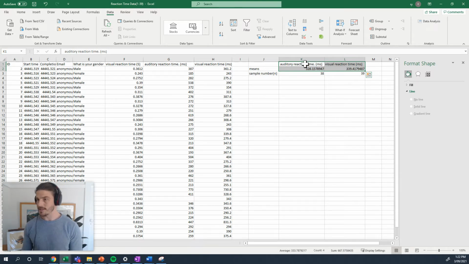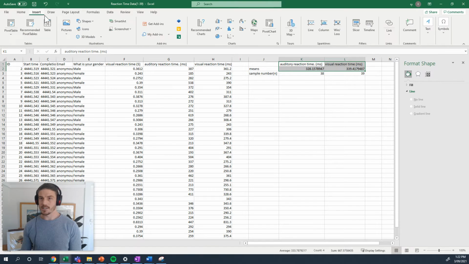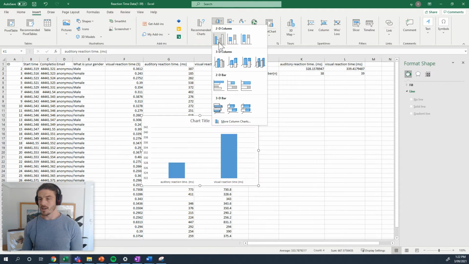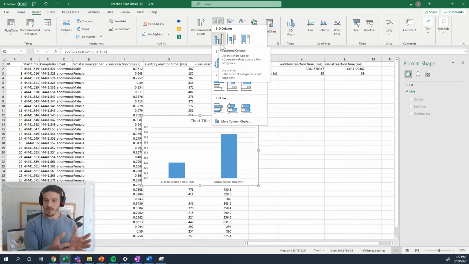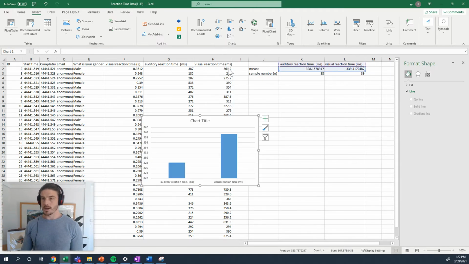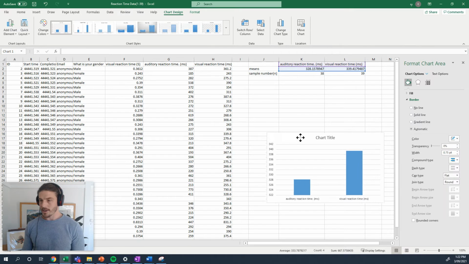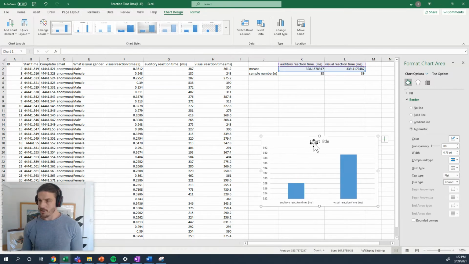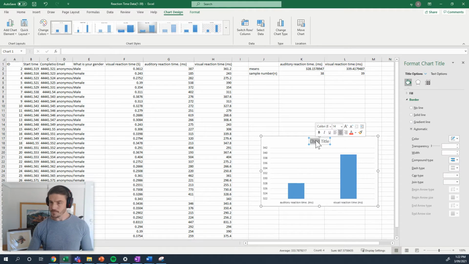So I just highlighted it plus the titles, and I'm going to say insert, and I want to insert a column graph. This is discrete data, meaning what people get for their auditory reaction time isn't necessarily, I mean, it probably is somewhat related, but a line graph is definitely not the right type of graph to do here. They're kind of discrete from one another. They're independent.